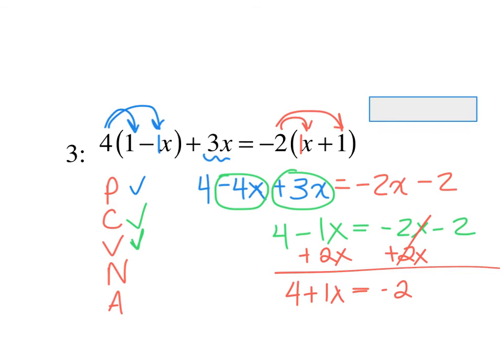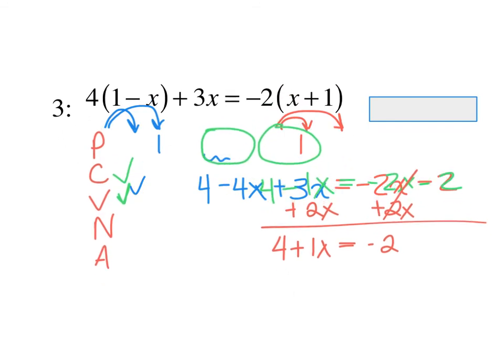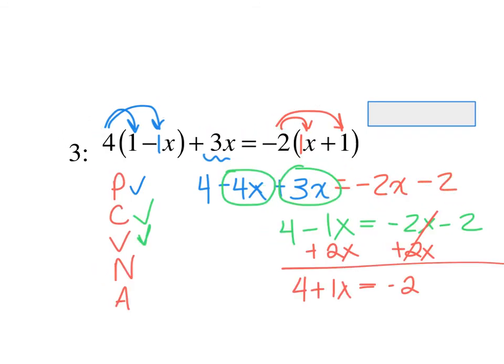Now I need to get rid of my numbers on the left-hand side of my equal sign. So now I subtract 4 from both sides, and I get 1x equals -6. And if you want, you can divide by 1, and I get x equals -6. And that's your final answer.